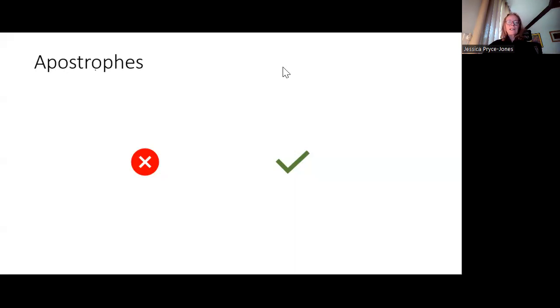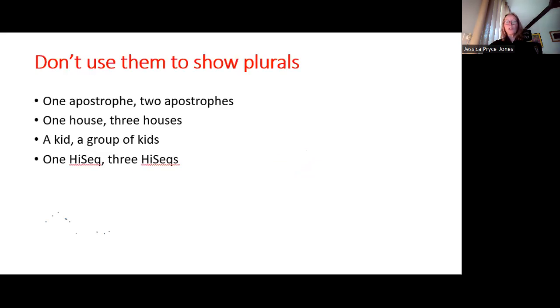Okay, so let's kick off with when you don't use an apostrophe. Now, you don't use an apostrophe simply to show a plural. So one pen, many pens, doesn't take an apostrophe. So one apostrophe, two apostrophes. You don't stick a little extra grammatical sign in there to show you've got several of them.